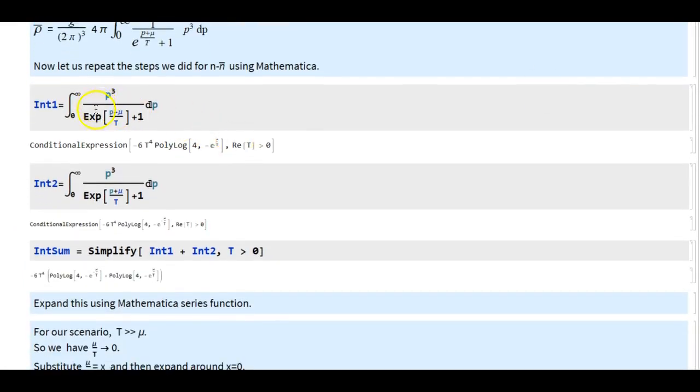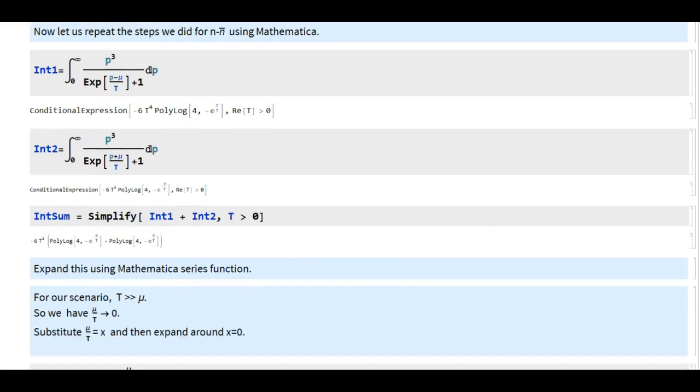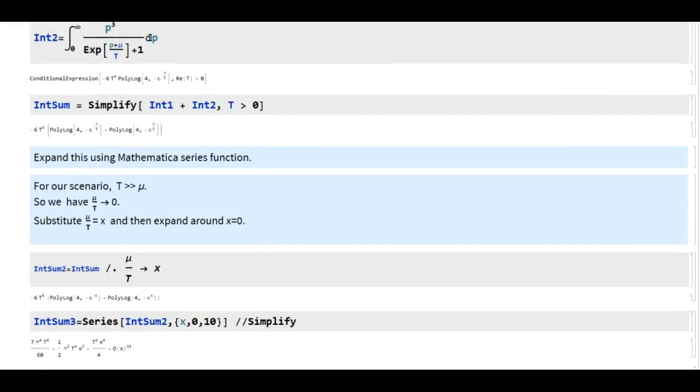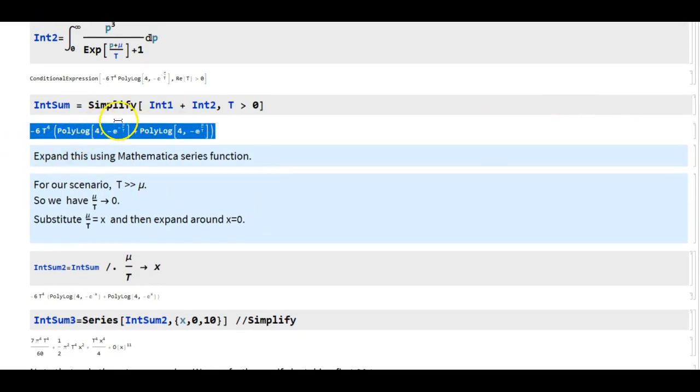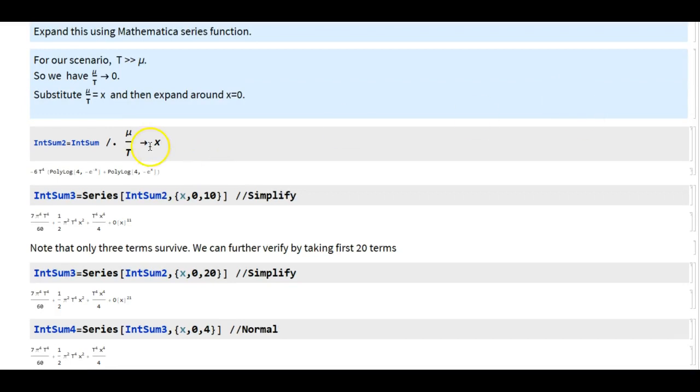We have seen this in the last video. So integral 1, integral 2, you sum up, you get this sum, and then you expand it using a series function. First, I would substitute this mu over T. I would replace mu over T with x, and because mu over T approaches 0, it is approximately equal to 0, I would expand it around x equal to 0.